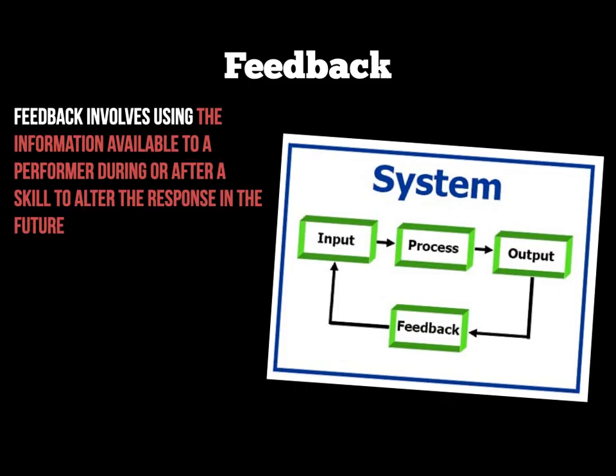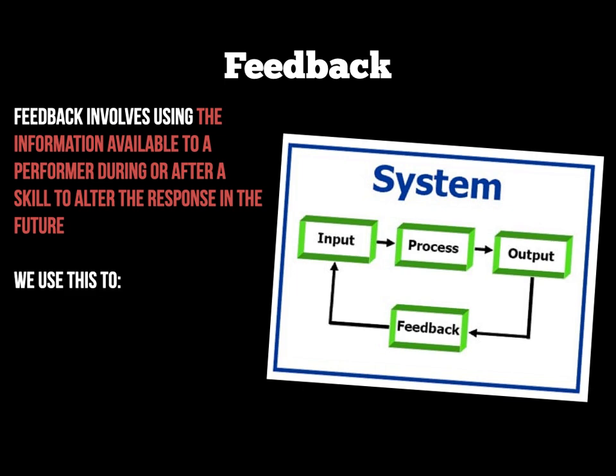Feedback involves using the information available to a performer during or after a skill to change the outcome when they try that skill again. It relates to what we call an information systems process, which is the image you see on the screen. So the input, the process, the output, and then afterwards some form of feedback is given in order to change the input or manipulate the input again. It's a bit like what they use in computers, but you're applying it to a performer or a performance of a skill.